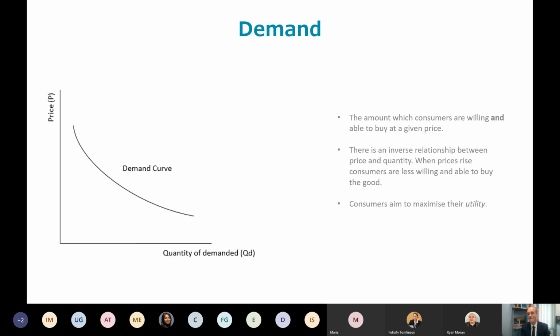Now, one of my favorite games in the economics classroom is in week 2 of the NCUK course, we'll be looking at demand. And I will say to students, how would you define demand? It's a word we use all of the time.